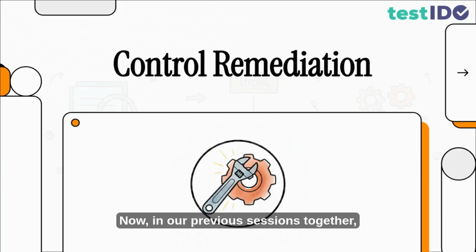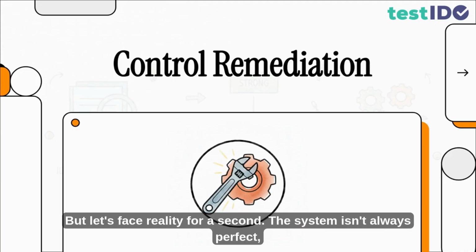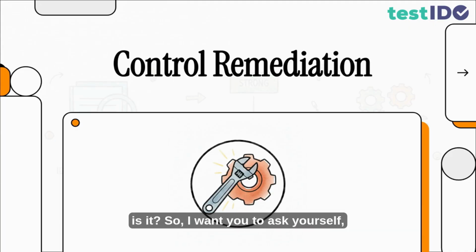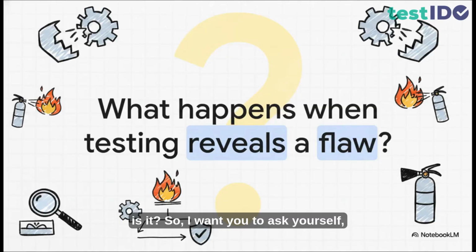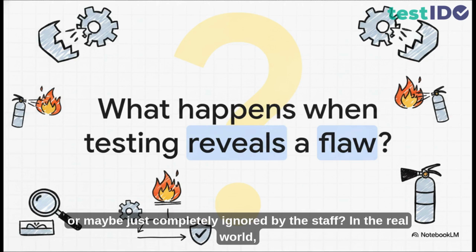Now, in our previous sessions together, we've spent a ton of time learning how to meticulously design controls and how to rigorously test them. But let's face reality for a second. The system isn't always perfect, is it? So, I want you to ask yourself, what exactly do we do when a control is broken, missing, or maybe just completely ignored by the staff?